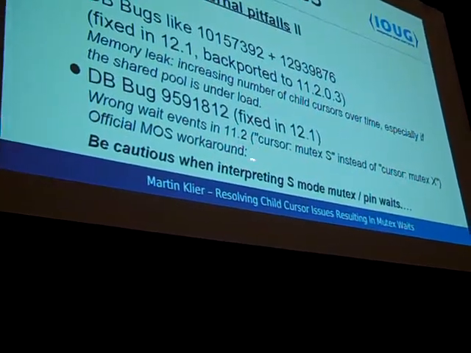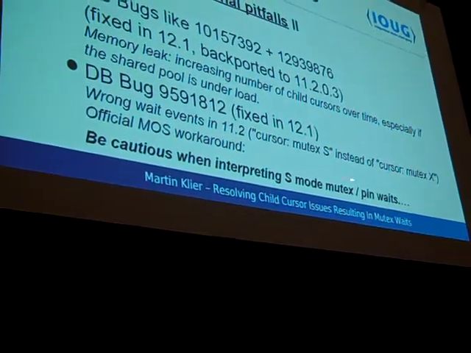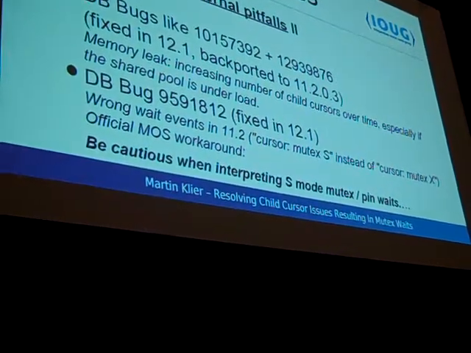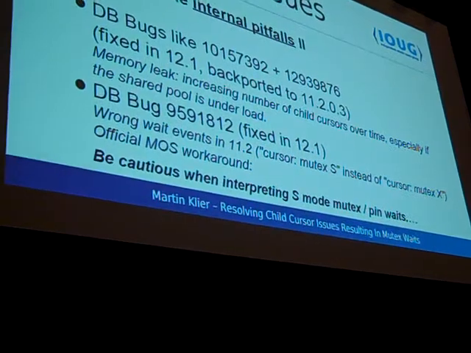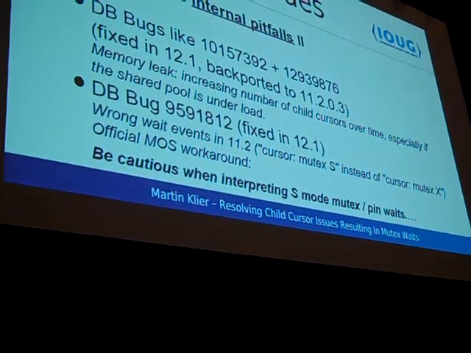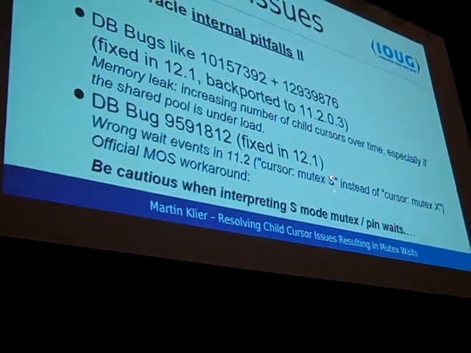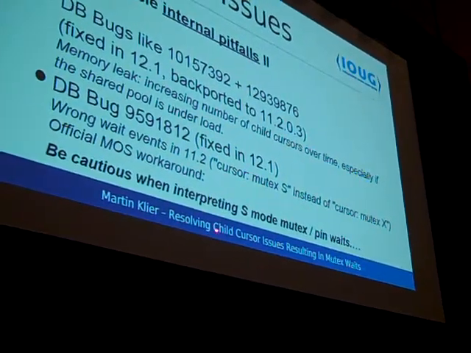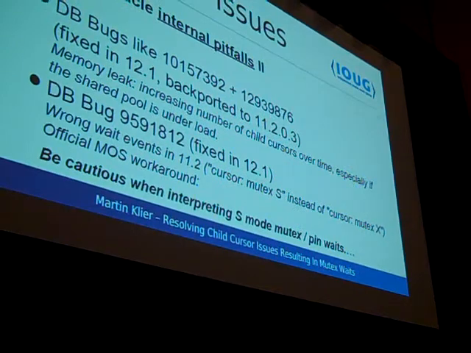the SQL shared cursor does not report the right wait event, and the wait interface does not report the right wait event, and nothing does. No trace, nothing does report the correct distinction between mutex S and mutex X. And this is the official workaround until you can go to 12.1. Just don't believe it.